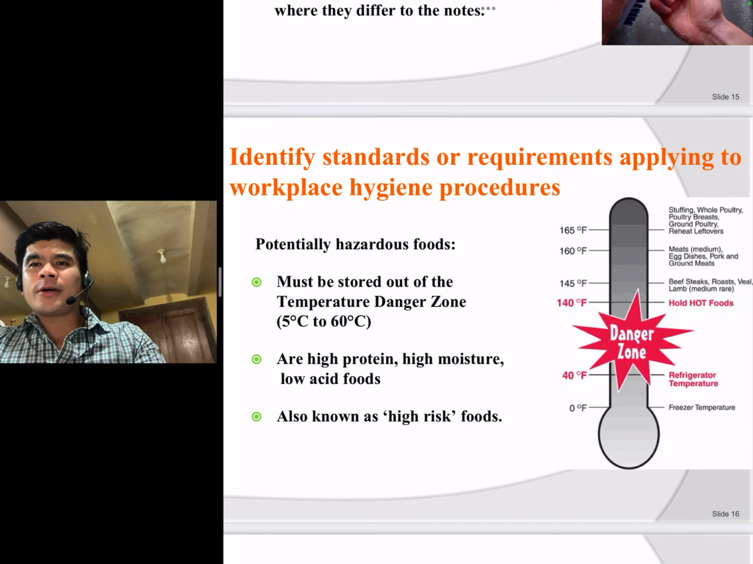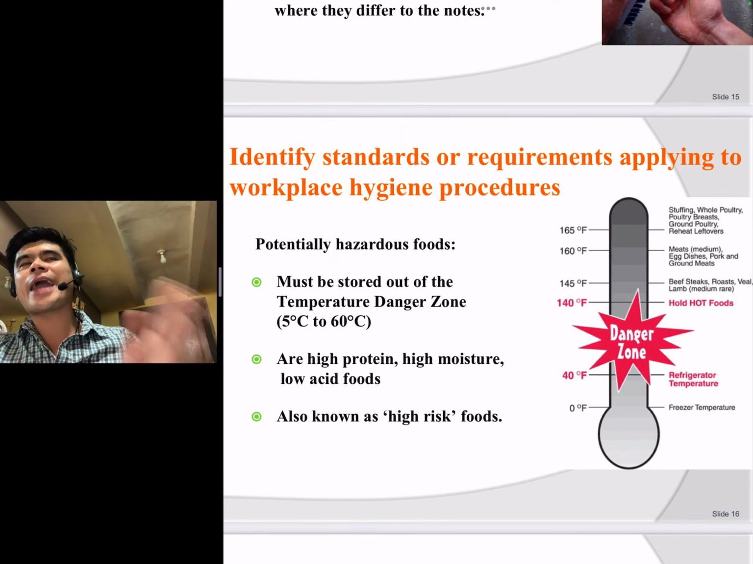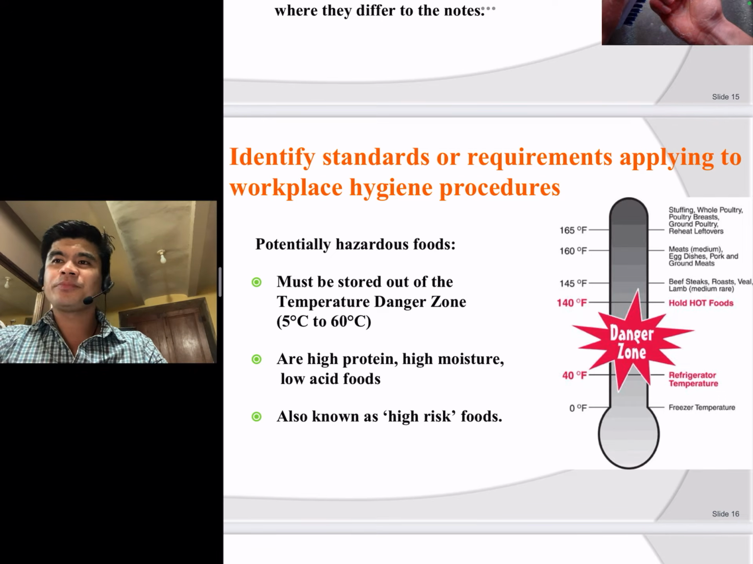All high protein, high moisture, low acid foods are also high risk foods. High risk foods are basically dairy products, or even any uncooked foods, which are potentially hazardous. That's why whenever you receive frozen foods, they have to be refrigerated right away. Even the vegetables need to be chilled right away. Do not let them hang there for more than 10 minutes. You must be able to chill them right away.